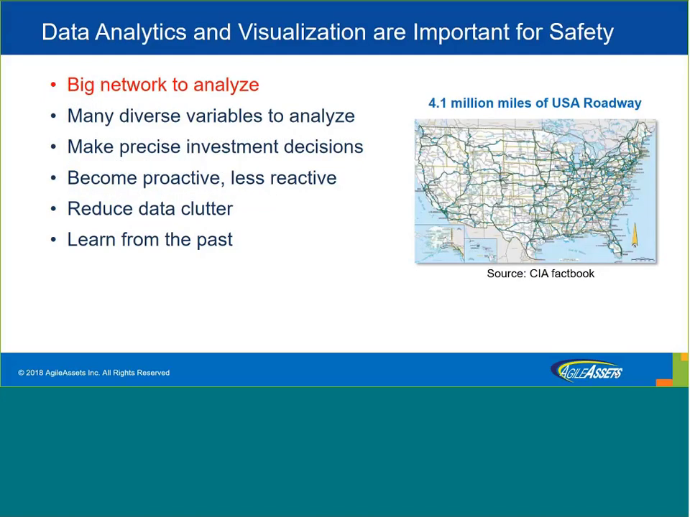The network is almost 4.1 million miles in the US, and roughly every year there are almost 5 million crashes, with a total of 35,000 to 40,000 deaths on the roadway. So we are dealing with a large data set to analyze, and we need to use the best of the analytics to identify the issues so that we can fix the problem and save lives. So the big challenge is having a big network.